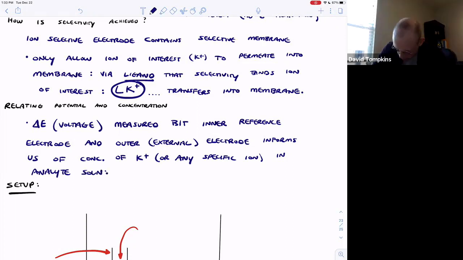Now, of course, there must be some calibration method that is done, and the difference in potential can be related to the concentration of potassium or some specific ion if previous experiments have been done to create a calibration curve. And that calibration curve would have, for example, y-axis of voltage, x-axis of concentration or molarity.